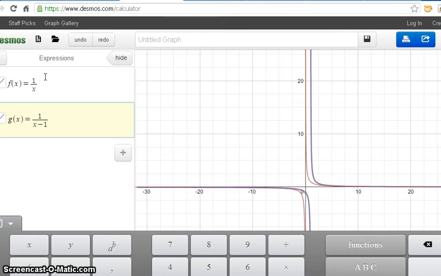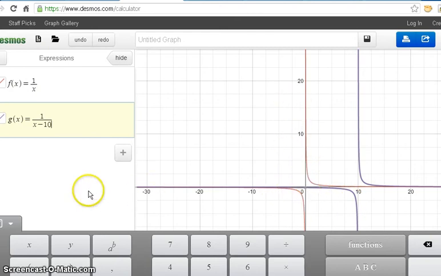Well, actually, let me move it to the right 10, just so we can have some difference. Oops, I put 20. So as you can see, this new graph, which is blue, now crosses the x-axis and crosses the y-axis, because we no longer have an asymptote at x equals 0. But we still do have an asymptote right here. And where is this asymptote? It's at the vertical line x equals 10.